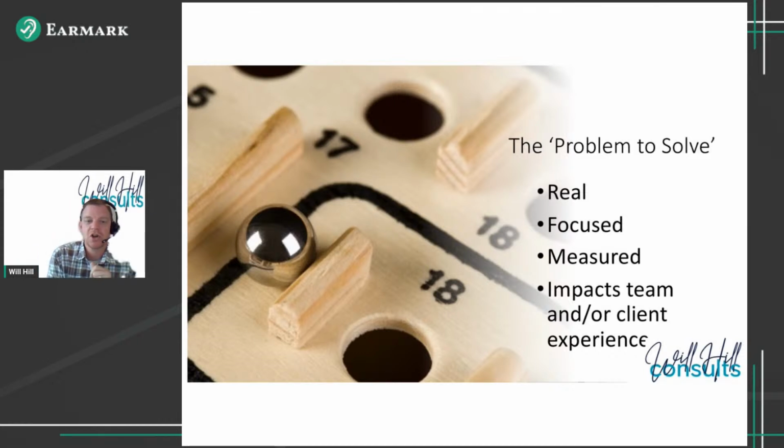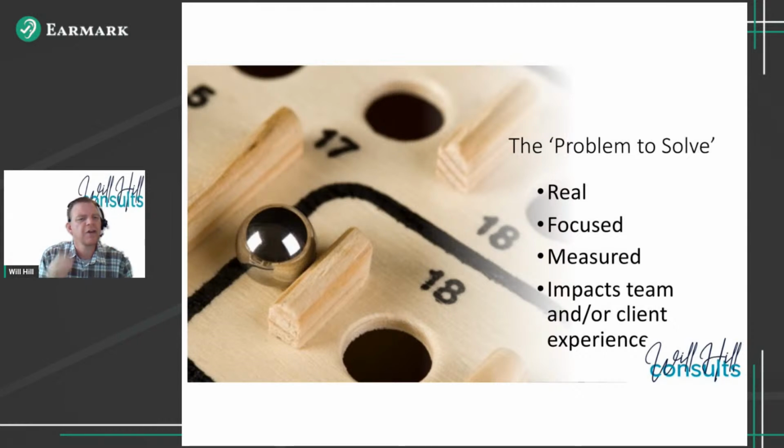Finally, our problem to solve needs to impact the team and or the client's experience. Okay? If the problem we're solving is just impacting you alone, with all due respect, it may not be a big enough problem to chase after. It's not that you're unimportant, but there are a lot of things that we need to improve in our firms. And if this issue is only impacting one person and not the client experience, I'm not saying it's not a real problem. I'm just saying it's probably down on the list of things that ought to be prioritized.